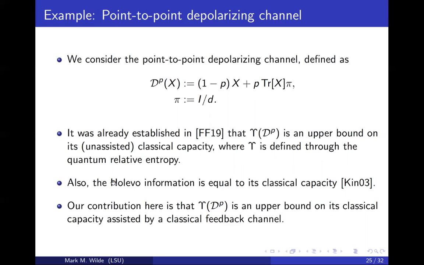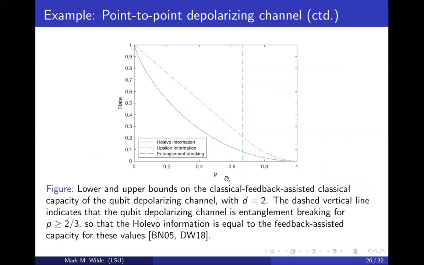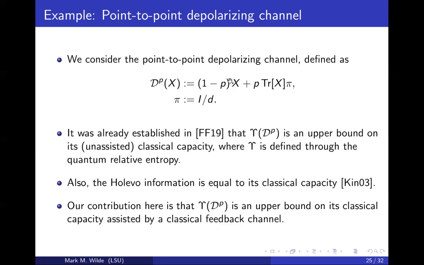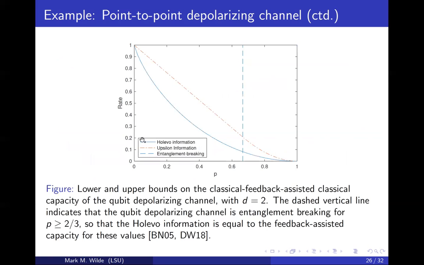Okay, so we have that upper bound. And then we know that the unassisted classical capacity is equal to the Holevo information. So there's nothing further to do for the unassisted classical capacity. And this is what we find. So this is the depolarizing channel. When p equals 0, it's a perfect qubit channel. When p equals 1, it's a totally useless channel. So you see those two extremes reflected here.